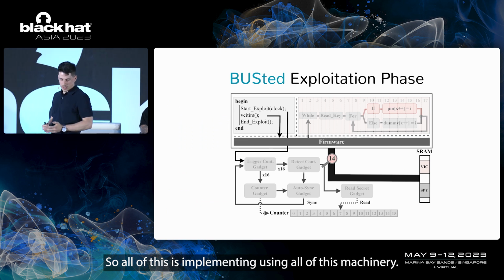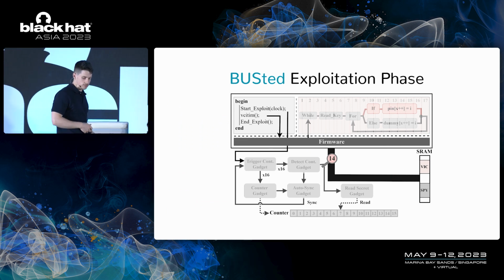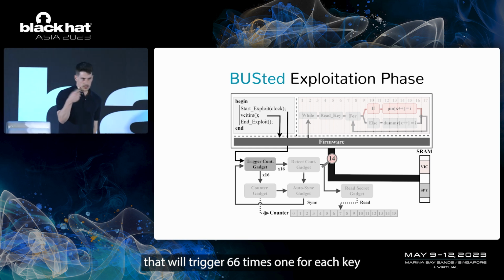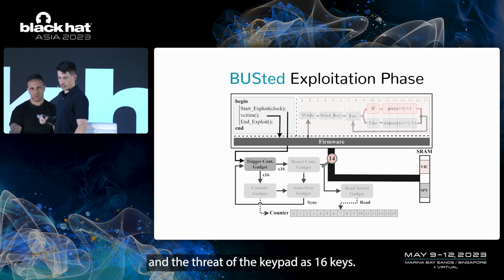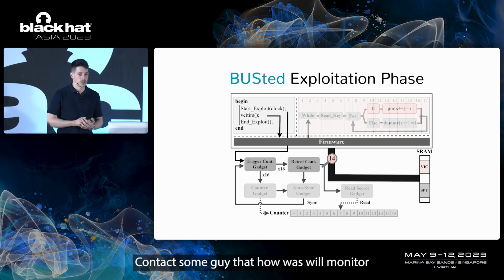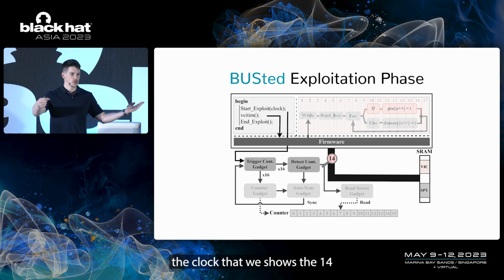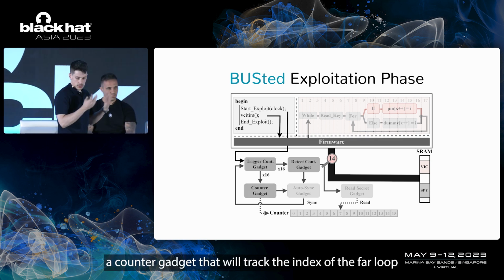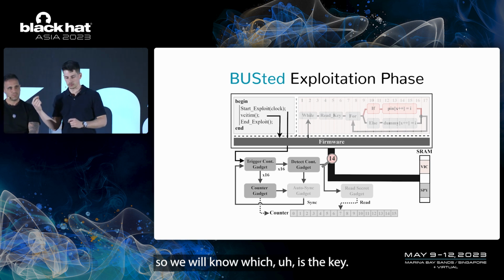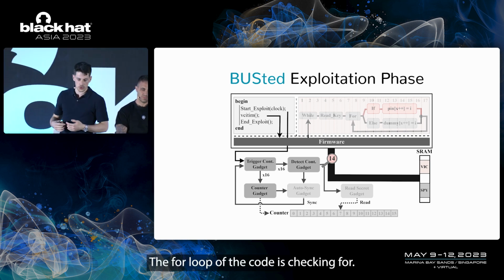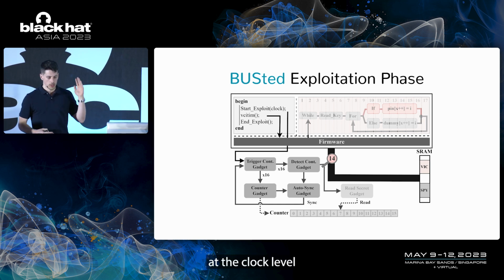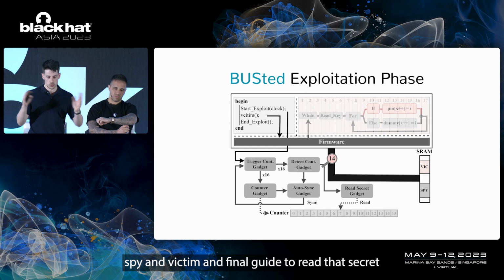So all of this is implemented using all of this machinery. You have the trigger contention gadget here on the exploitation phase that will trigger 16 times, 1 for each key, and the trusted keypad has 16 keys. This is the reason. And that will trigger a tagged contention gadget that always will monitor the clock that we choose, the 14. There is a counter gadget that will track the index of the for loop, so we'll know which key the for loop of the code is checking. For that, there is this auto-sync gadget that just keeps spy and victim in sync at the clock level, and the final gadget to read the secret.